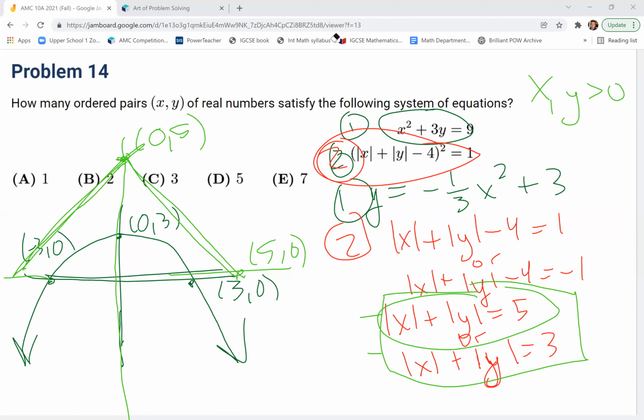And now, if we think about it, that's already given us 2 possible solutions, right? That's already going to give us 2 possible solutions because it's going to have to intersect with those 2 bottom lines down there.